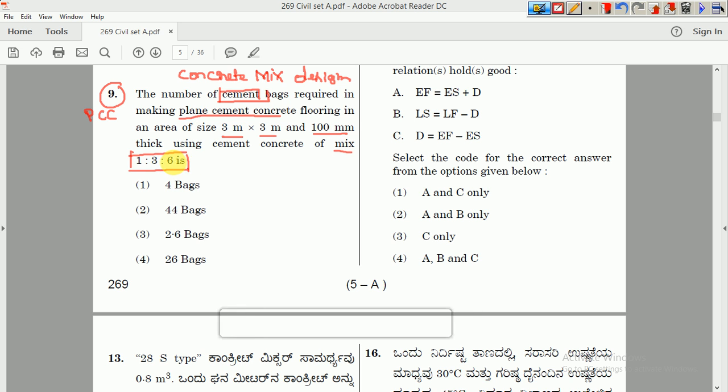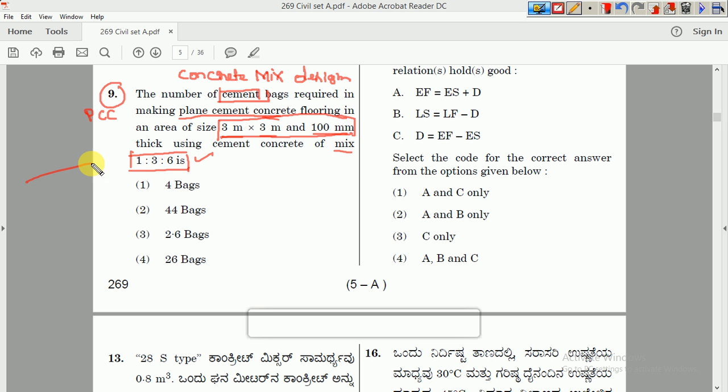1:3:6. Okay, the question they are asking, they have been given the mix. So what is the amount of cement, that is in terms of bags. What is the number of bags of cement that has to be added for this volume, to cast this concrete flooring volume.